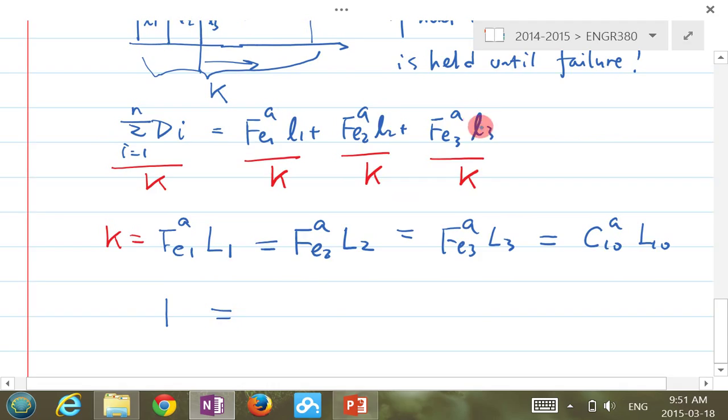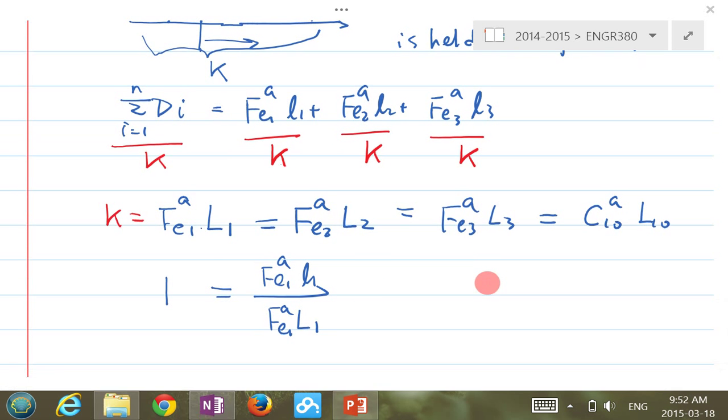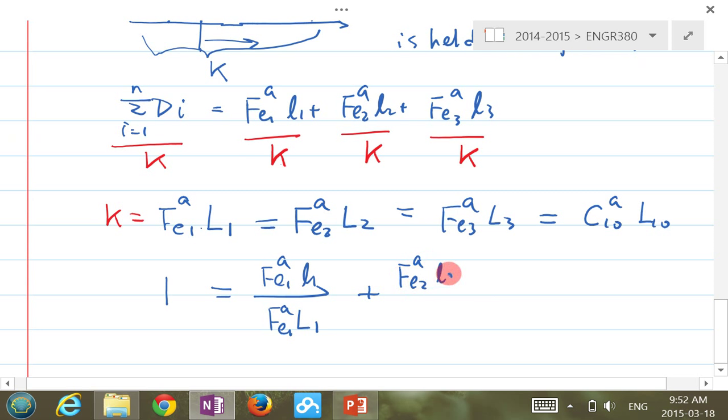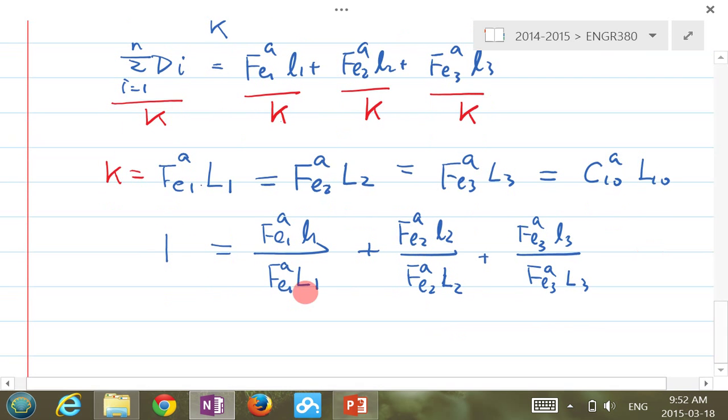And for the right side, because K can take so many different values, for ease of calculation, for the first K, I'm going to let this one replace it. For the second one, I'm going to let this one replace that K. And for this one, I'm going to let that one replace the K. And capital L1, capital L2, capital L3 you can calculate based on the given bearing C10, L10, so those can be calculated easily.